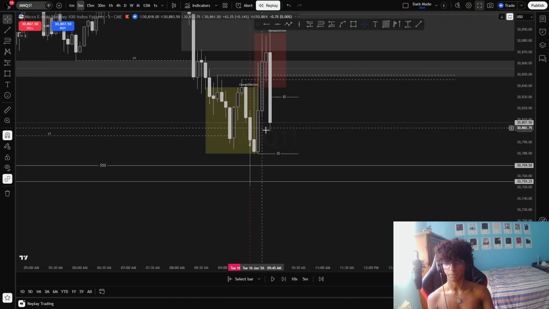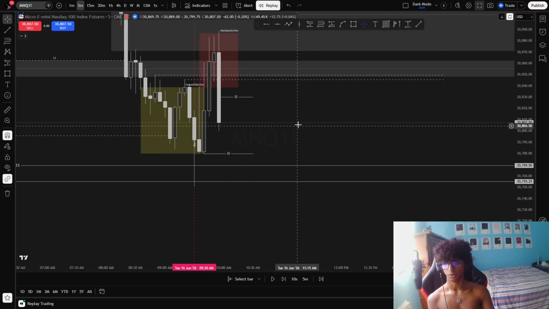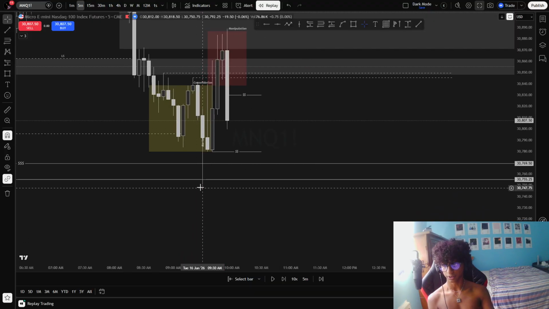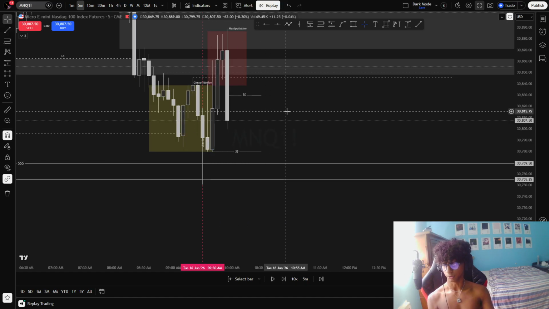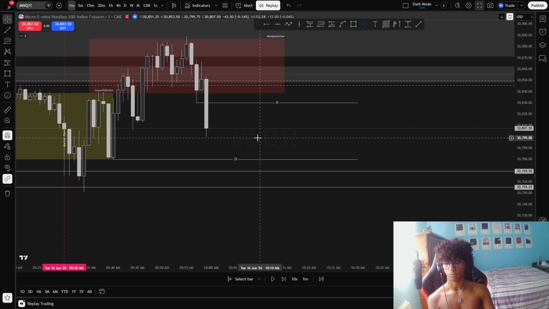Why do I want a break of structure? Because if we look at the 5 minute, that is our 5 minute low, right? Now there is this giant wick. You might be thinking, why don't we want to break below this? Because that's not a low, right? This is our 5 minute low. This is a down candle and an up candle. This is what we're looking to break below. So let's see what happens on the 1 minute, right?